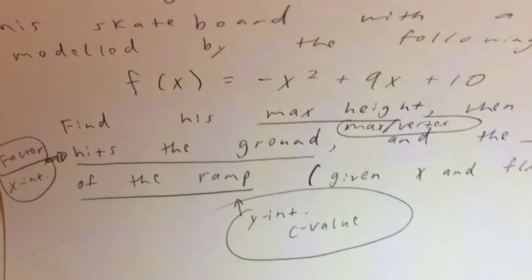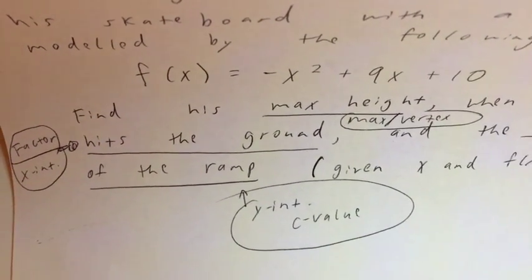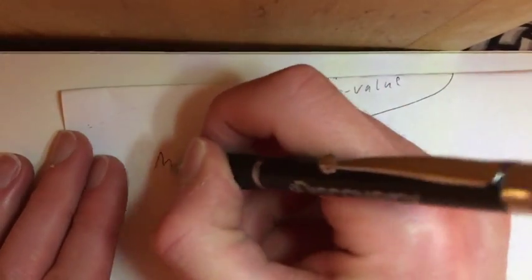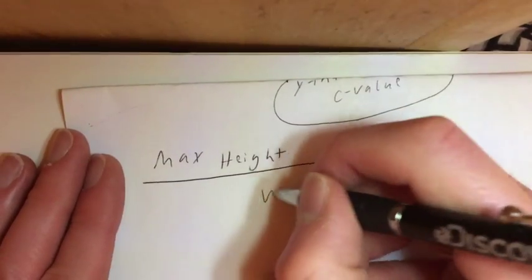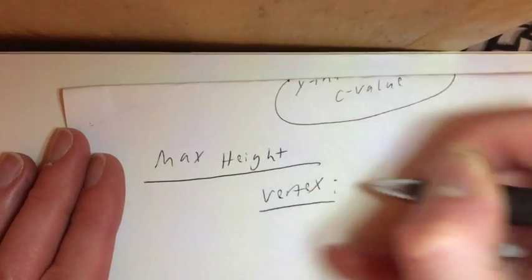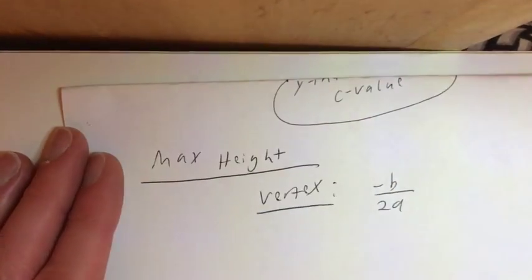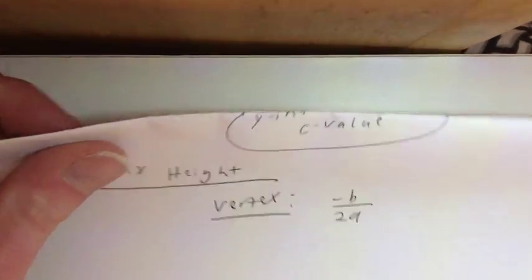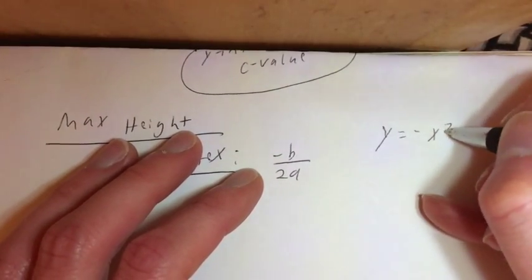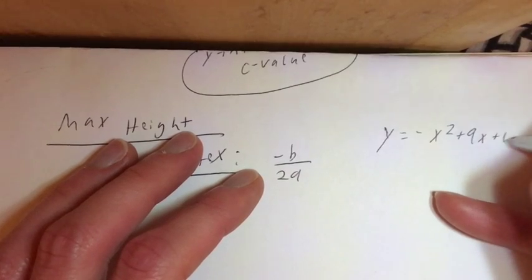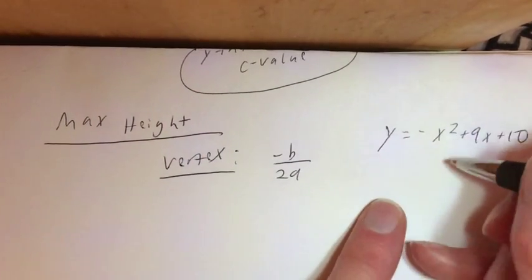All right, let's do the first thing, maximum vertex, okay? Well, how do we find the vertex? Negative b over 2a, right? So let's do that. Max height. We're going to find the vertex. How do we do that? Negative b over 2a, right? What was our b? Let's look back, and actually I can just write it down right here: negative x squared plus 9x plus 10, okay? Let's label our a, b, and c.